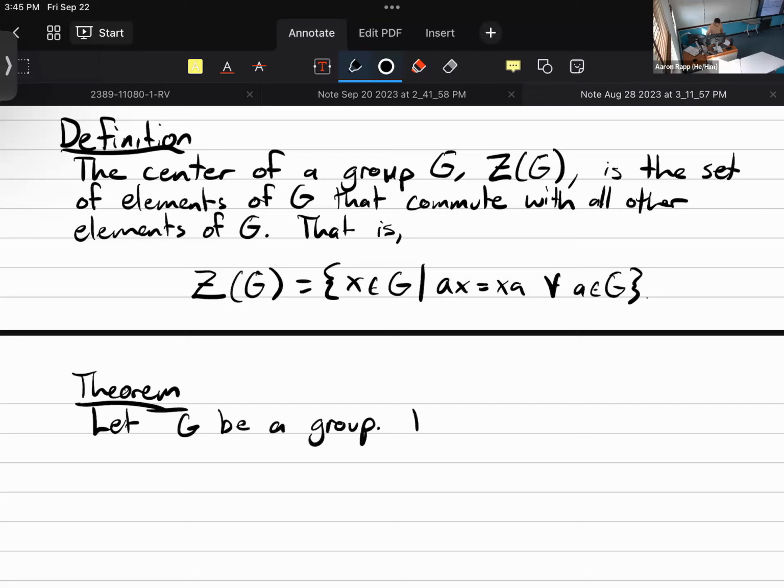Let G be a group, and the center of G forms a subset of G. Or subgroup, sorry, I said subset.